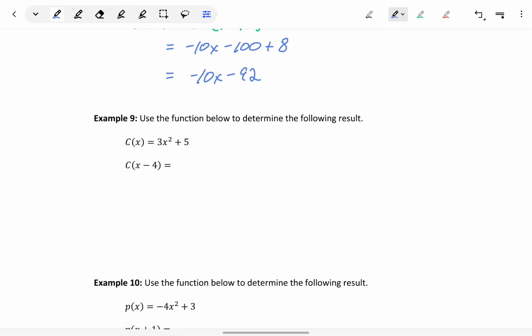Similarly, in example 9, now we're calling on this function c of x. Everywhere an x occurs, we're going to plug in x minus 4. Meaning we'll have 3 times the quantity x minus 4 squared plus 5. We're going to need to pause our work here for just a second to talk about how we evaluate this expression x minus 4 squared.